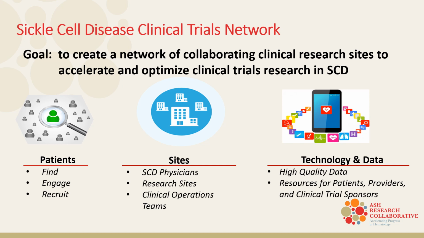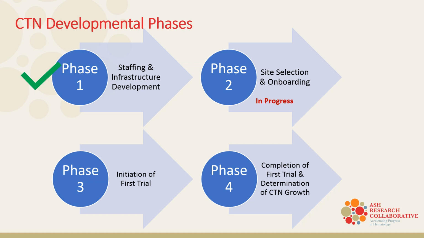So where are we with this? I'm happy to say that we are just now finishing phase one, which is staffing and infrastructure. We are fully staffed for phase one. We have our governance set up, and that's ready to go. We're now moving into site selection and onboarding. And then sometime in the spring, we will start working on phase three while we're still in phase two, so we have some studies ready to go when the network's ready to go.